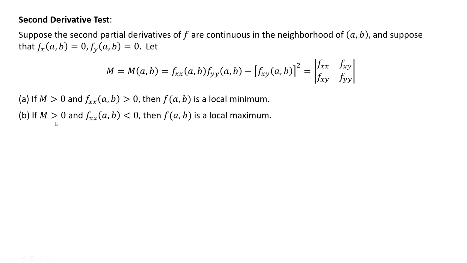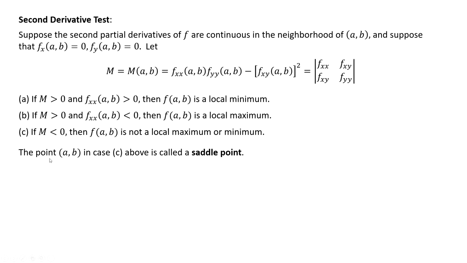Again, if m is greater than 0, but the second derivative is less than 0, we have a local maximum. This is almost like the concavity being down. If m is, however, less than 0, then f of (a, b) is not a local max or a local min. Isn't that interesting? If m is less than 0, the point (a, b) in case C is called a saddle point.